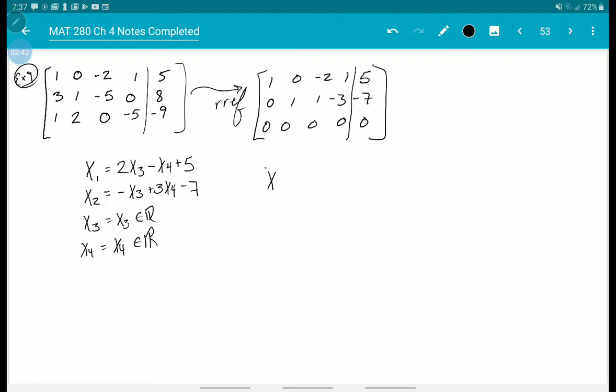So what this is saying is we can take this solution and we can write it in terms of xp plus xh. So xp is your particular solution. The particular solution consists of just numbers: 5, negative 7, and then 0, 0 for this, because we could assume this is plus 0 and then plus 0 here. So xh would be the solution of the homogeneous system.